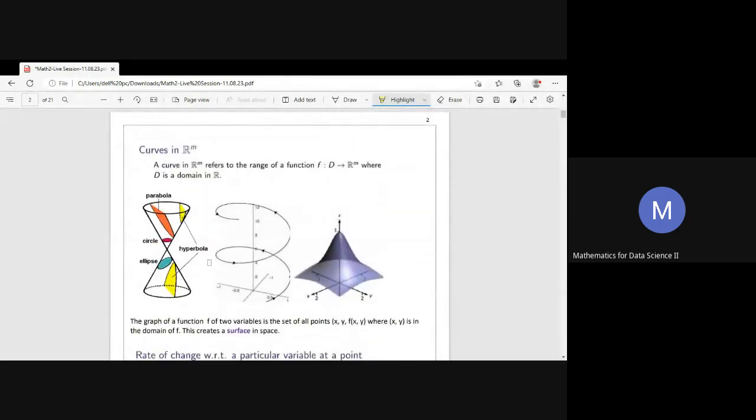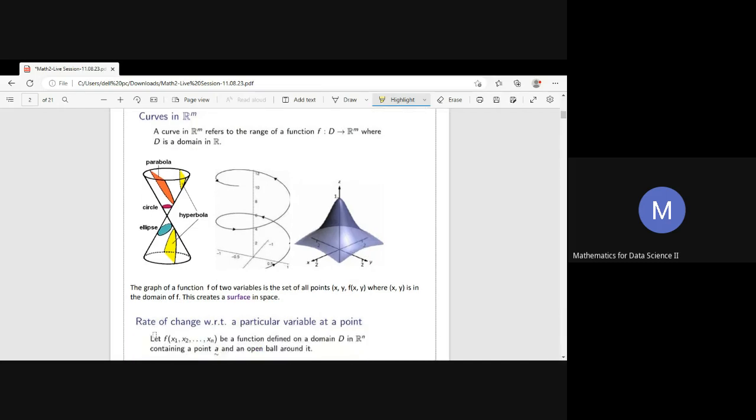And what are curves in Rm? Curves in Rm refer to the range of the function f from D to Rm, right? So they are just the range of this D to Rm. Okay, so you see that, here these are conics in R2. Here this is a helix, and this is some other figure. So all these are different curves in Rm.